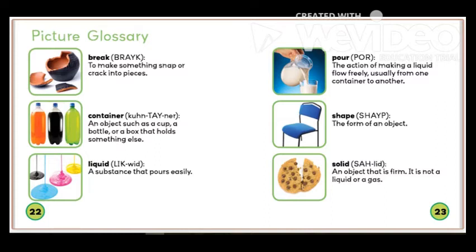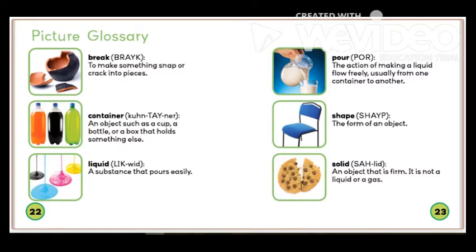Let's go to our next word, container. A container is an object such as a cup, a bottle, or a box that holds something else. What are these three containers holding? Good job! They're holding soda.